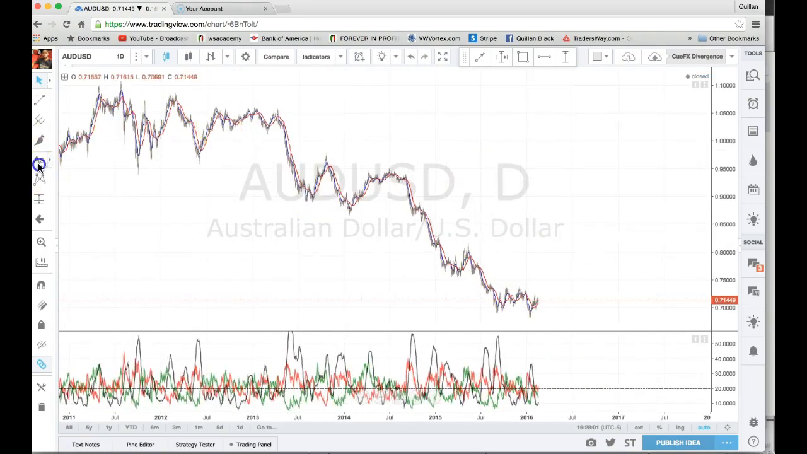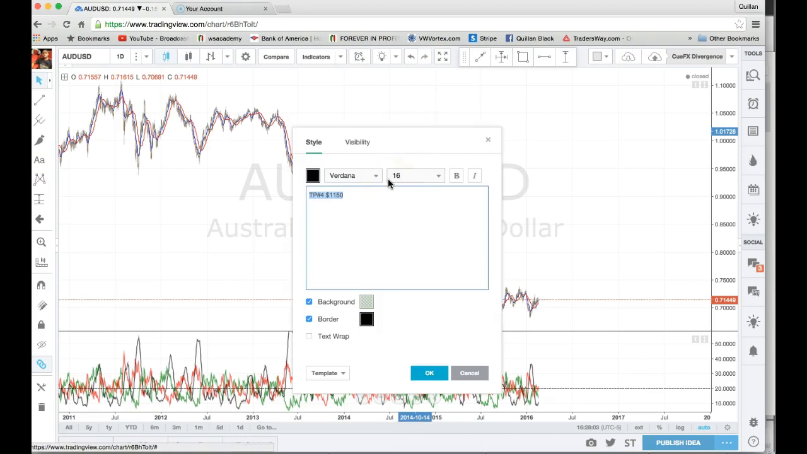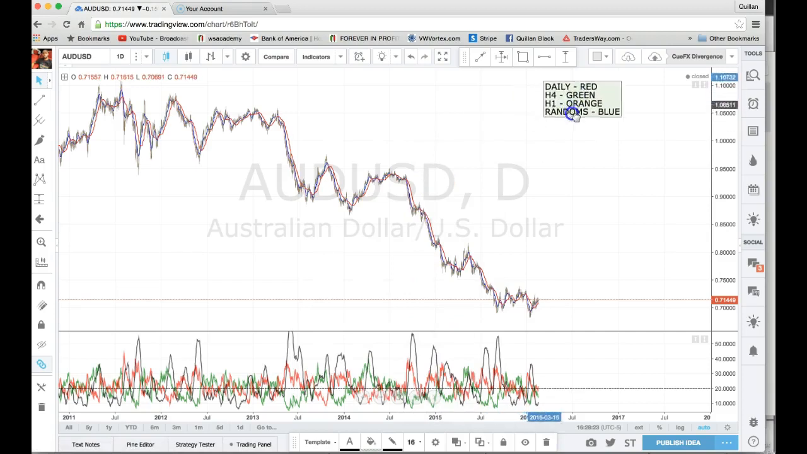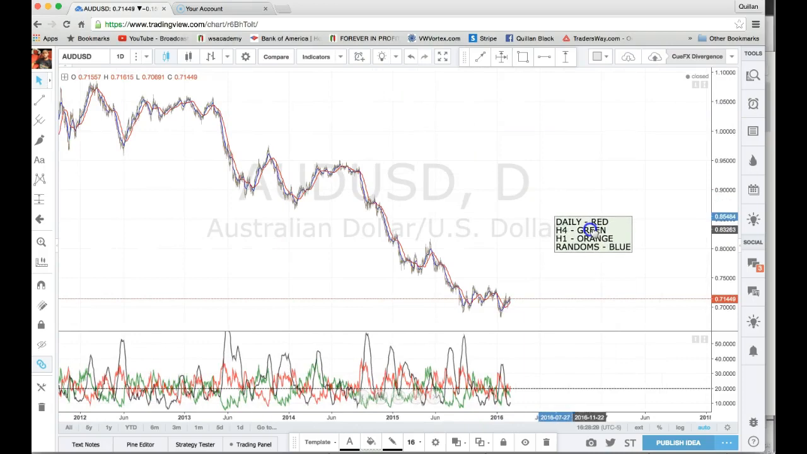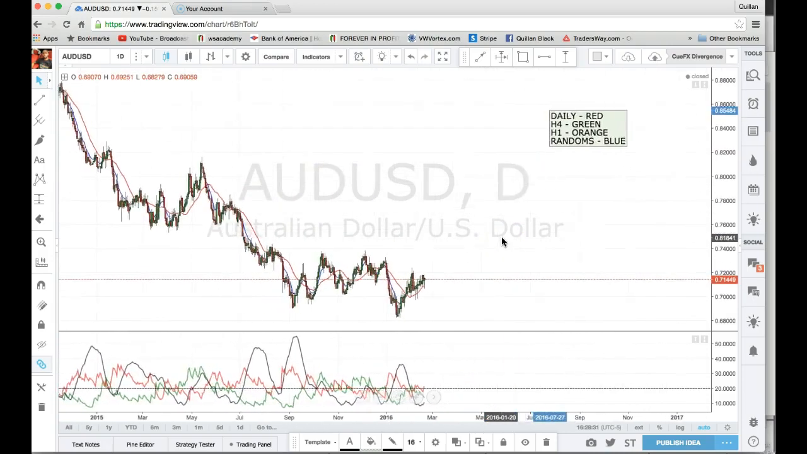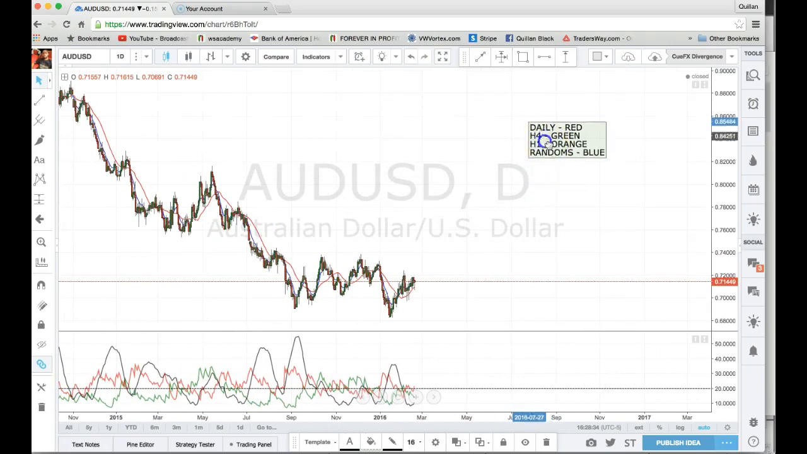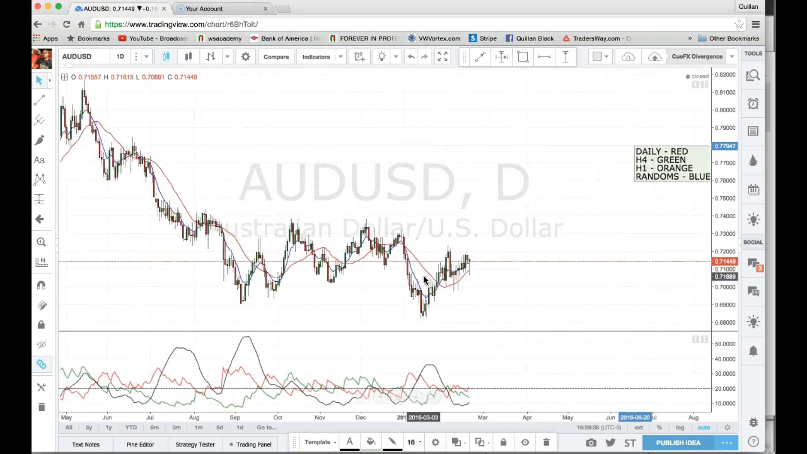On the daily, it's going to be red. And these are the horizontal line colors also, to help you guys. H4 is going to be green. H1 is going to be orange, and randoms are, let's say, blue. I'll try to keep it more where the price action is currently, just to make things easier. Those are the colors though. Keep that in mind.